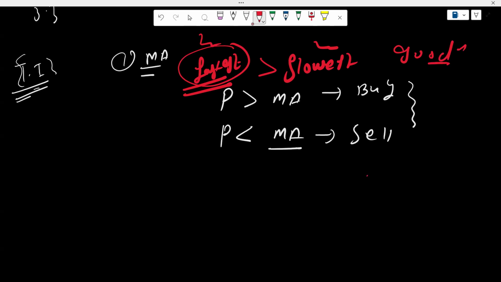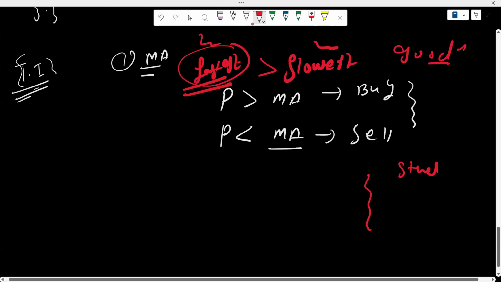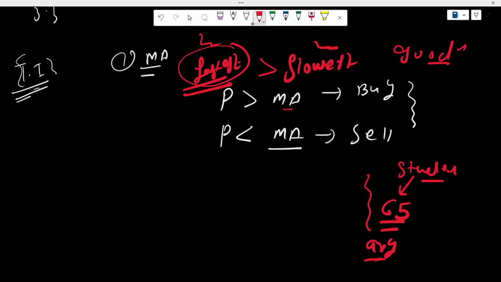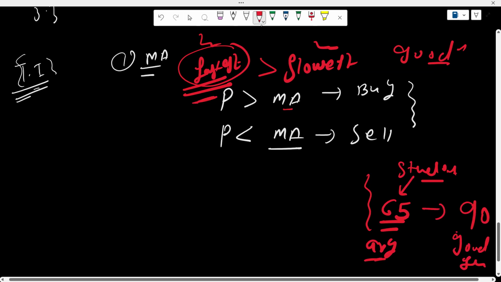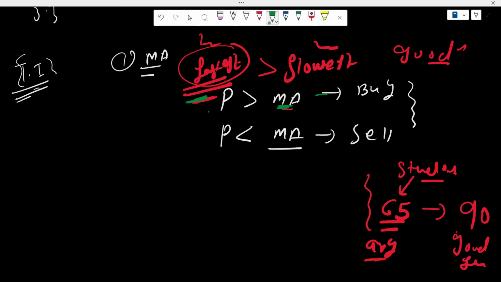You can understand it like this: there is a student in the class and his average score is 65. This is the average score, this is the moving average. But if this student scores more than 65, say 90, it's a good sign. That's why I am saying, when the price goes above the moving average, it's a good sign. You can say buying is coming, so buying. And when the price moves below the moving average, it is a sell point.